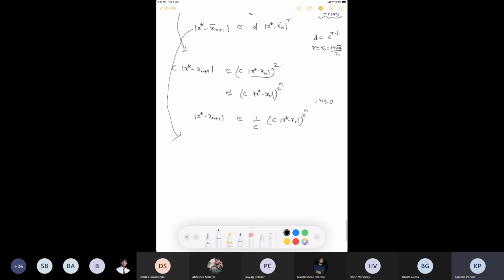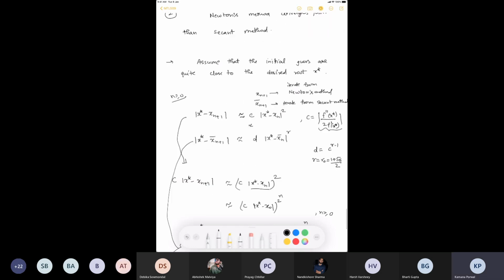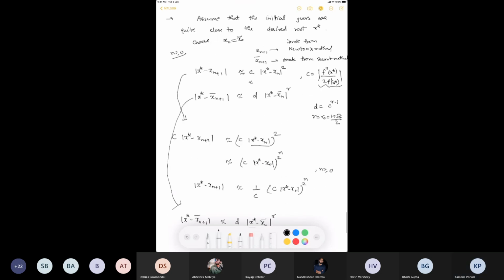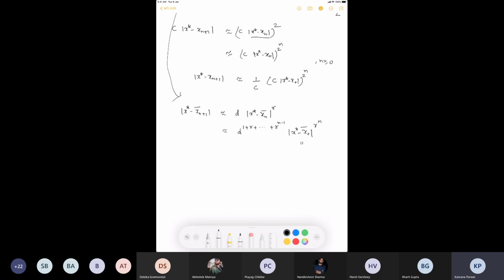Okay. Now if we try to do a similar process for the iterates coming from the secant method, I have that x star minus xn plus 1 is d times x star minus xn raised to power r. I will go up to x naught by repeating this process, and I will get different powers of d in each step. So I will get 1 plus r, going up to r raised to power n minus 1, times x star minus x naught raised to power r raised to power n. I'm going to choose my x star minus x naught, and the x naught error, both the same, so this term I will have as x star minus x naught raised to power r raised to power n.